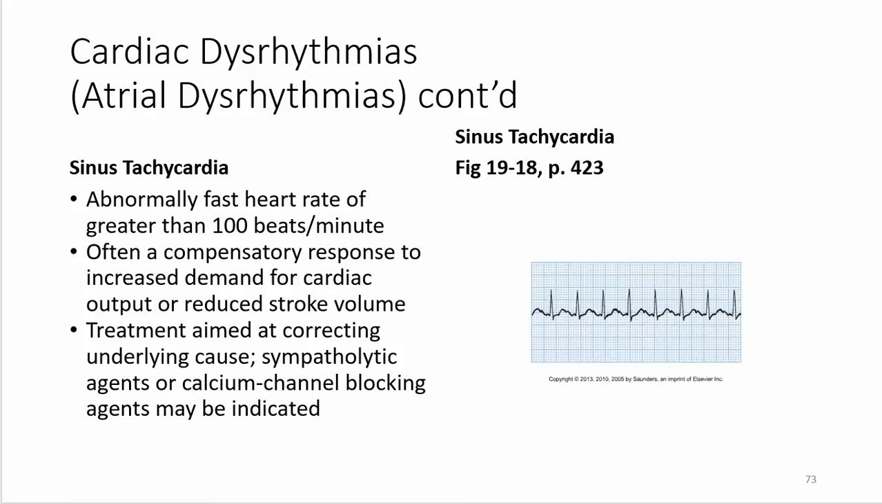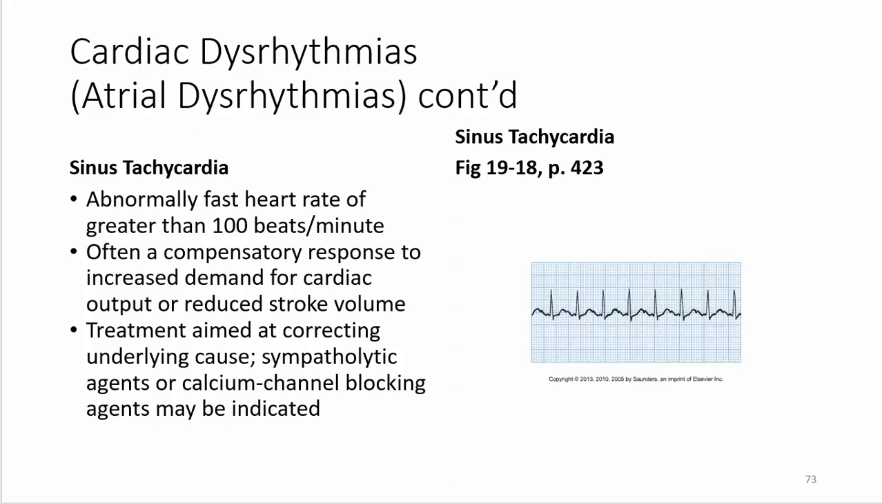So some of the simplest dysrhythmias originate in the atrium at the SA node. So we call them atrial dysrhythmias. And that really is the heart going too fast, the heart going too slow. Tachycardia is too fast, bradycardia is too slow. So sinus tachycardia, and it's sinus tachycardia because it originates in the SA node, the sinoatrial node, is abnormally fast heart rate, greater than 100 beats a minute.